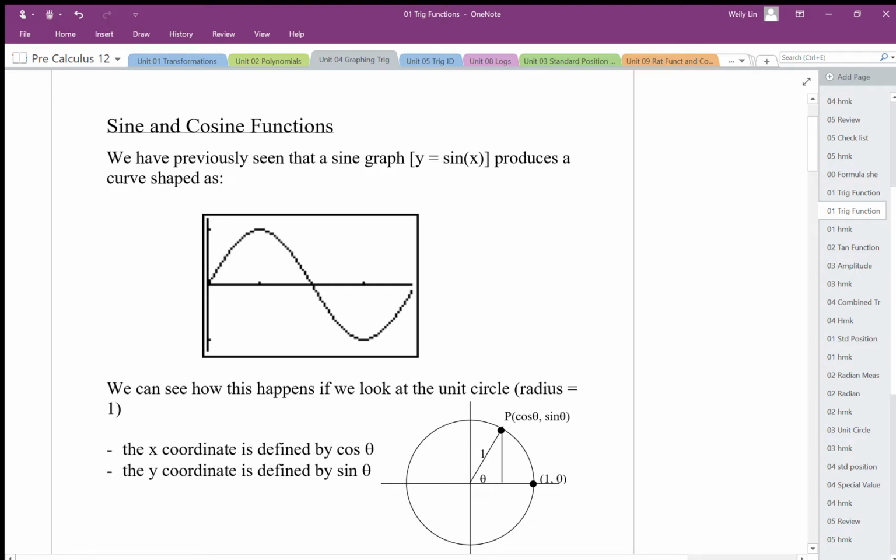So we want to look at the unit circle. Again, just defining the unit circle. The x coordinate is defined by the cosine value. The y coordinate is defined by the sine value. So what's going to happen as we rotate around the circle? So imagine starting at 0 and going through the first quadrant. What's happening? Well, the y value is increasing all the way up to 90 degrees.